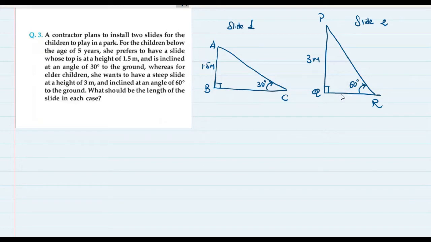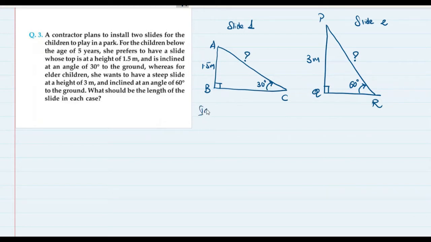Okay, what should be the length of the slide in each case? Okay, so they are just asking the length of AC and the length of PR in each case. Okay, that's very nice. We can easily find it. So in triangle ABC, we have to find the length of the hypotenuse AC. In triangle PQR also, we have to find the length of hypotenuse. So we know this angle, opposite side and the hypotenuse.